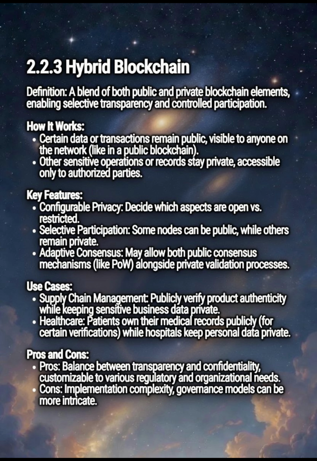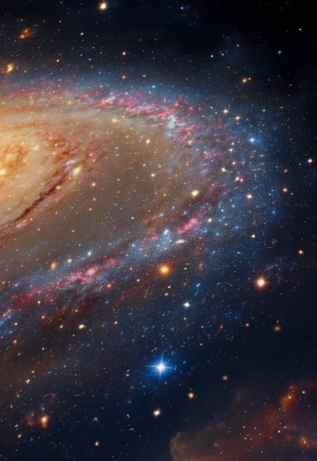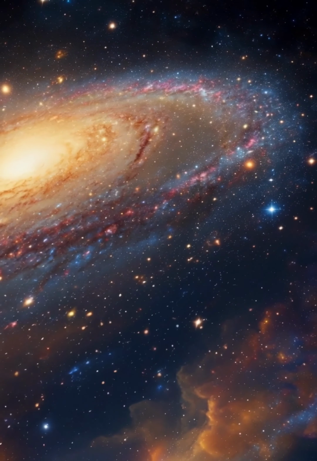Use cases: supply chain management, publicly verified product authenticity while keeping sensitive business data private. Healthcare, patients own their medical records publicly for certain verifications, while hospitals keep personal data private. Pros and cons. Pros: balance between transparency and confidentiality, customizable to various regulatory and organizational needs. Cons: implementation complexity. Governance models can be more intricate.